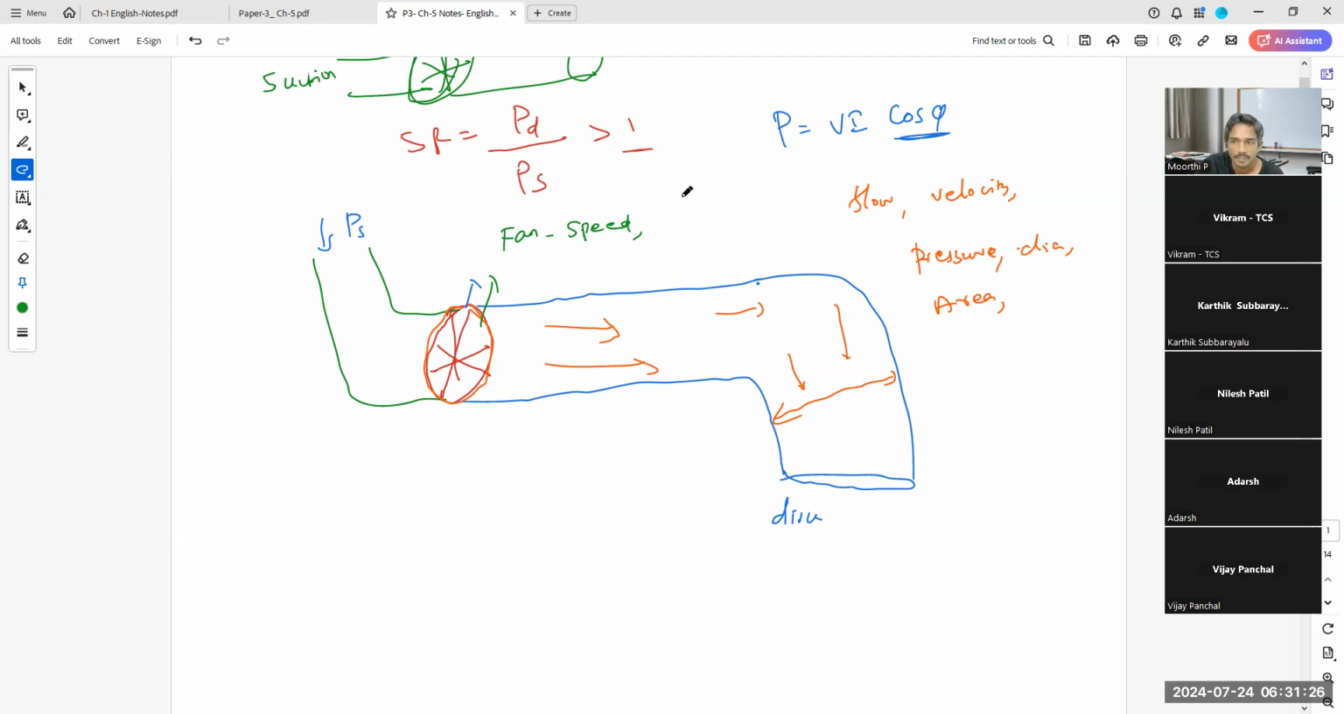Speed. Power consumption. Fan speed and plate size, diameter. Power consumption.